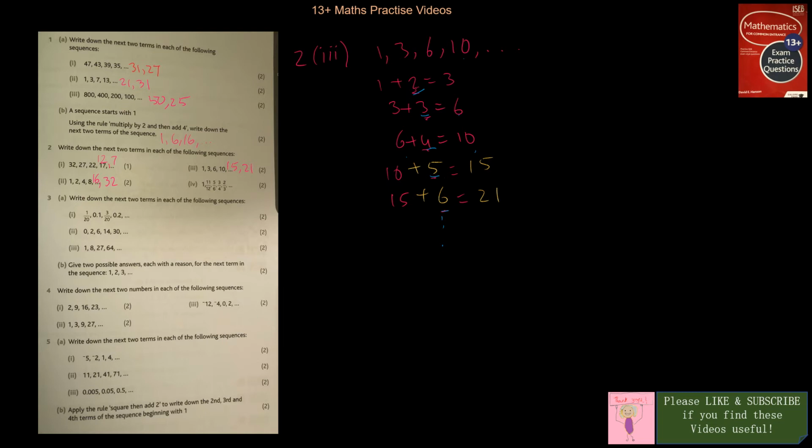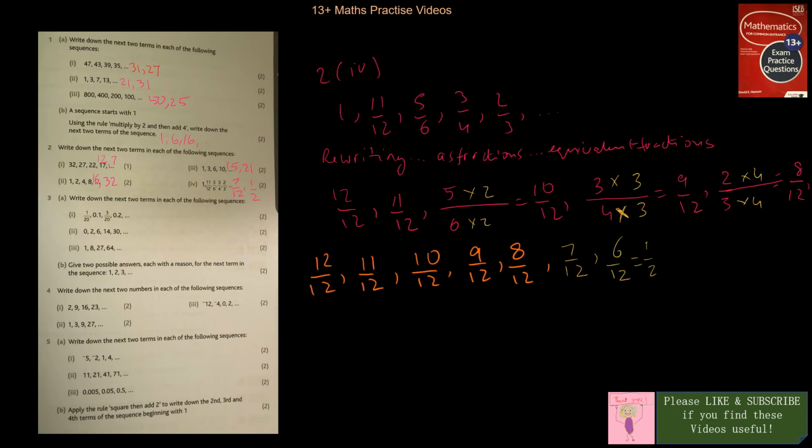next two terms. So the next one is a mixture of whole numbers and fractions. So what I did is I converted the whole number into a fraction as well. So we have rewritten it as fractions and also used equivalent fractions. So you can see 1 became 12 out of 12. Okay. And 11 by 12 remains as it is.